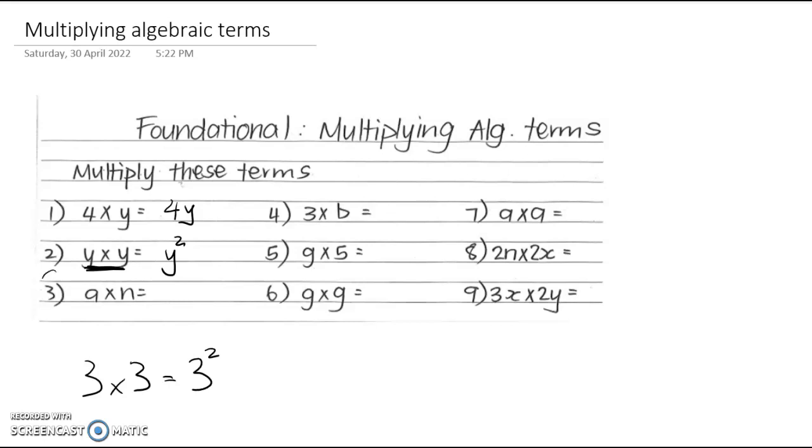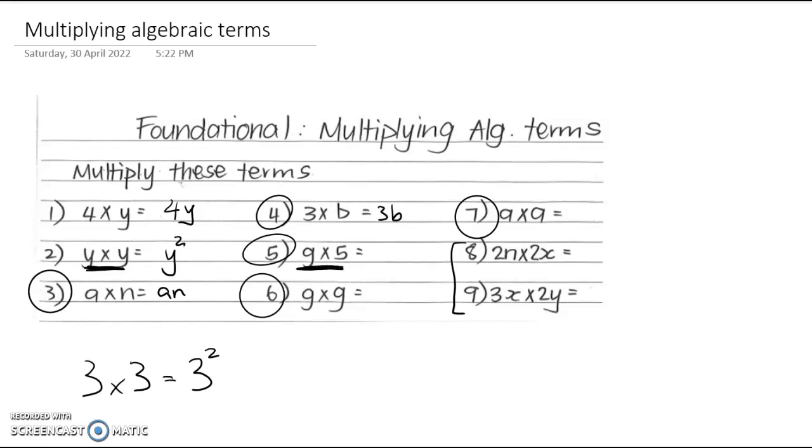I want you to do questions 3, 4, 5, 6, and 7, and then pause the video and we'll mark them, and hold off on 8 and 9 for now. Okay, so a times n is an. 3 times b is equal to 3b.